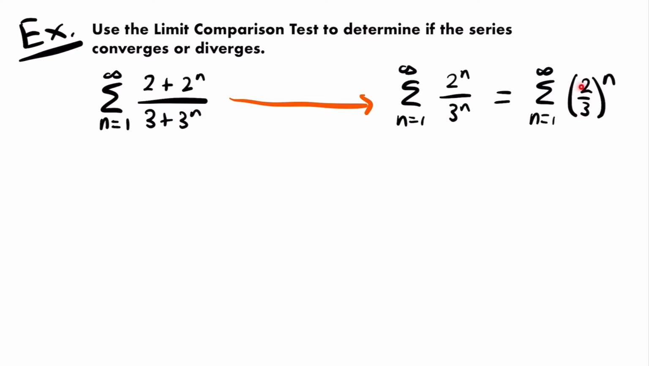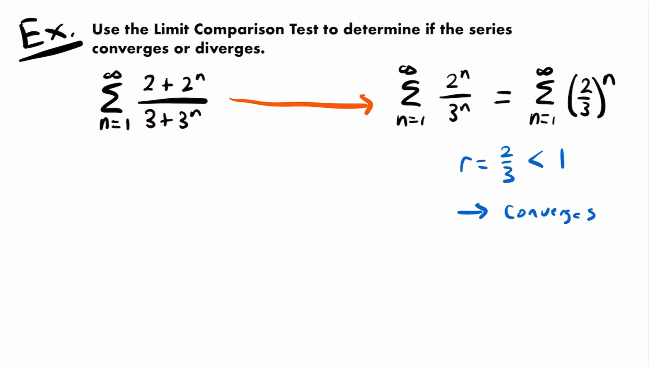We have some value raised to the power of n, and that value is known as the common ratio r. And in this case, r is equal to 2/3. And when the common ratio is less than 1, like it is here, we know that our geometric series converges. If it was instead greater or equal to 1, then the geometric series would diverge. All right, and so now we have a comparison series for our original series. You can see that they are similar, but they are different series. We do have this extra 2 and 3 in the numerator and denominator.